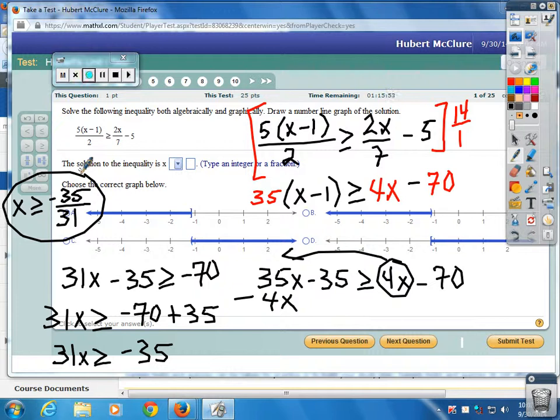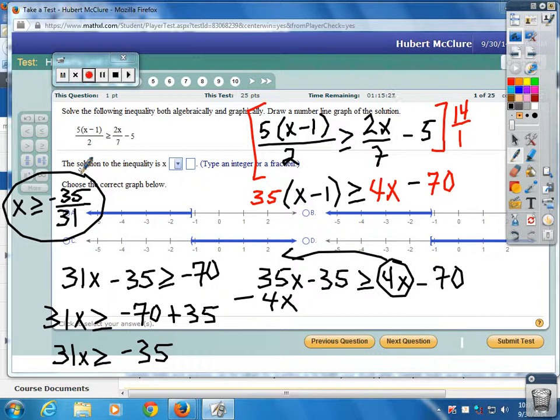Parentheses are like a block of ice. You can't touch what's inside until you break it up, and the distributive law does that. What kind of circle goes on negative 35 over 31? Parentheses or brackets, whichever one you want to use. In this case, they're using parentheses and brackets on the number line.